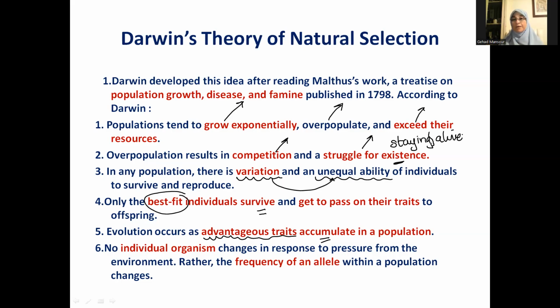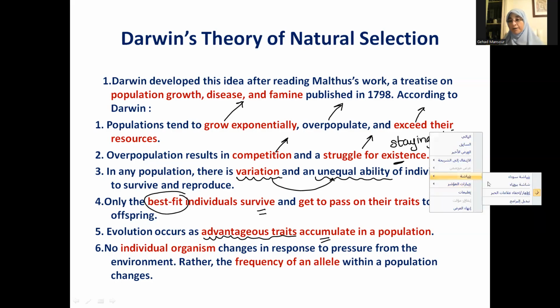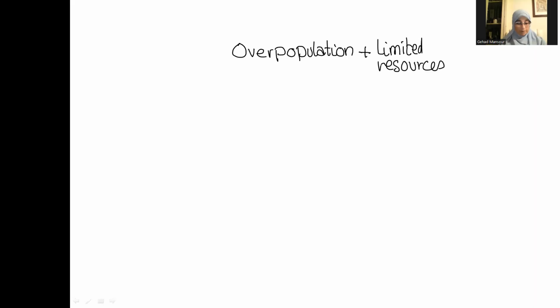We're going to open a screen in order to summarize all this, in order to summarize Darwin's theory. So he talks about overpopulation and limited resources. So it's not only overpopulation, but it is overpopulation plus limited resources. So there will be competition to stay alive, competition to stay alive.